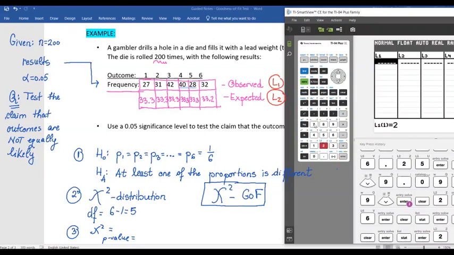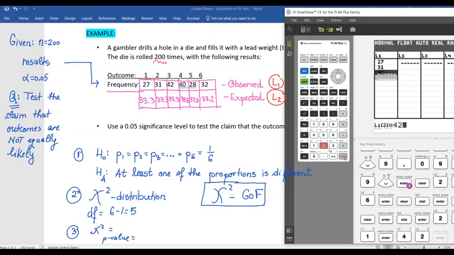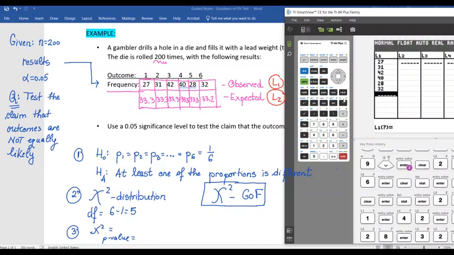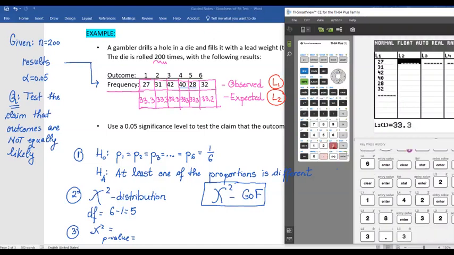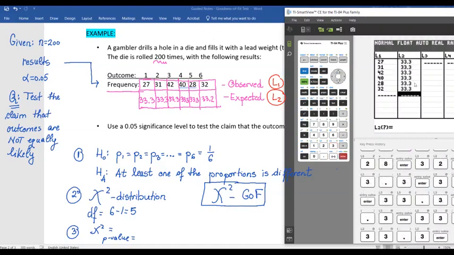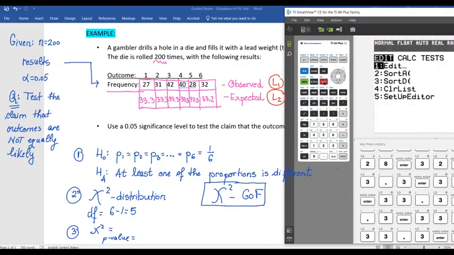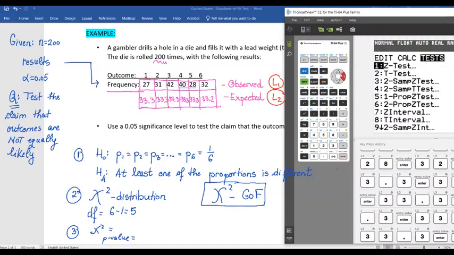So I have 5 numbers to put in the first column: 27, 31, 42, 40, 28, and 32. And I have 5 numbers in the second column, and these are all 33.3. After you complete this step, go back to stat and go to test. I will go up because I know the chi-square GOF test is on the second screen. It's option D. So scroll up to option D and hit enter.